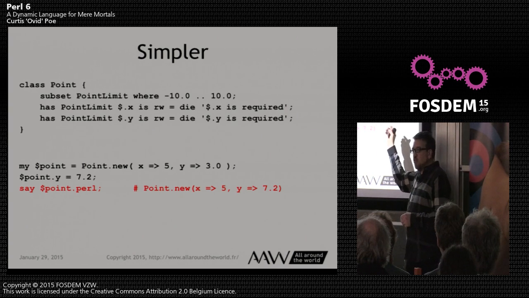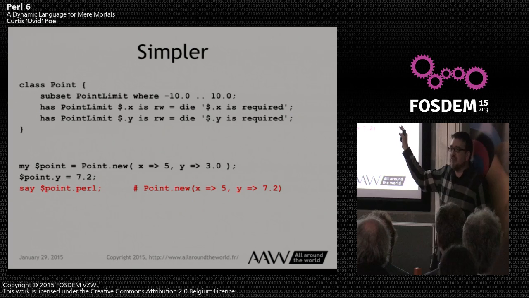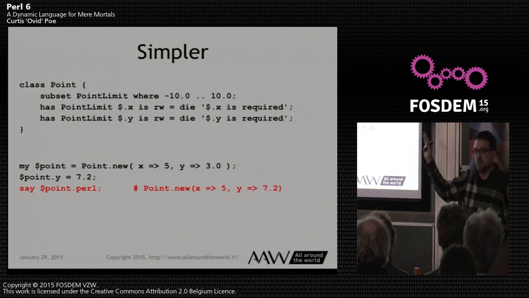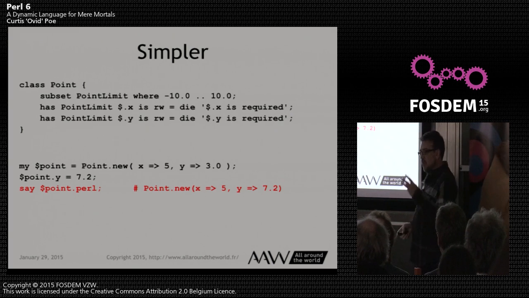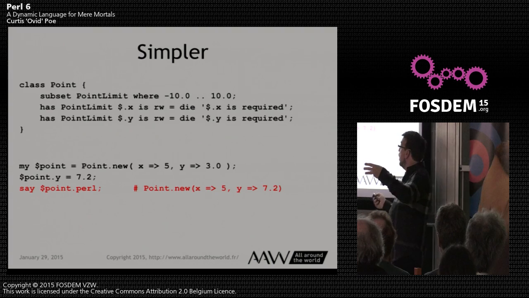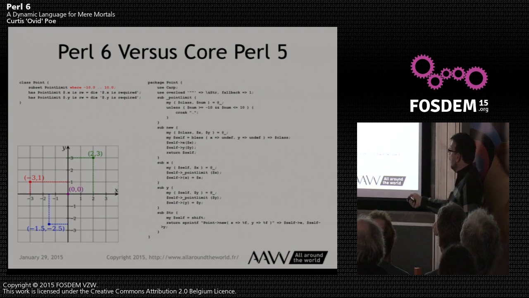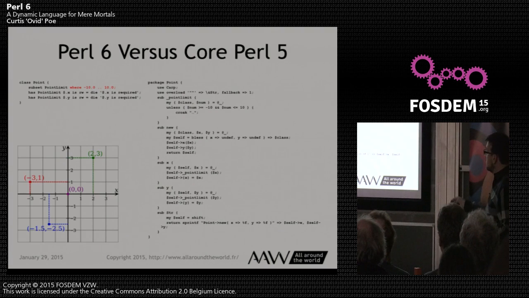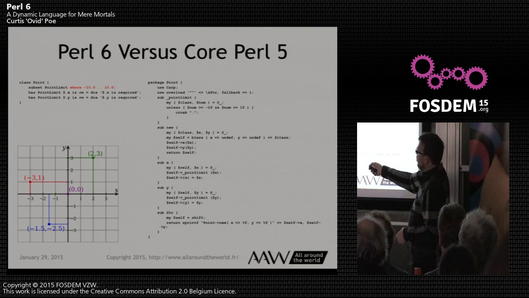Does this look really hard to read? Given the fact that it's a brand new language, that is not Perl 5. Does this look hard to read? 3 lines of code. Here it is in Core Perl 5. That's effectively the same thing in Core Perl 5. Those 3 lines of code.